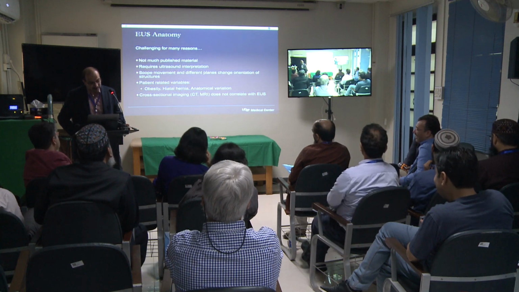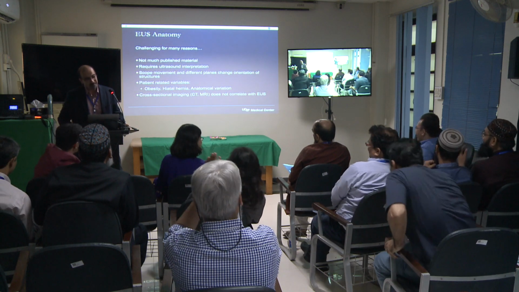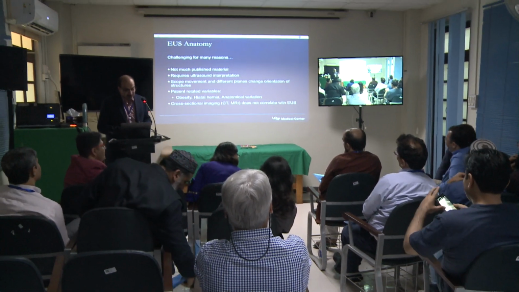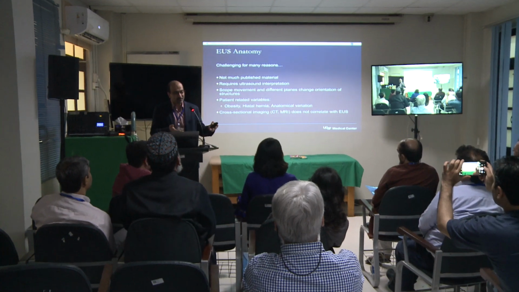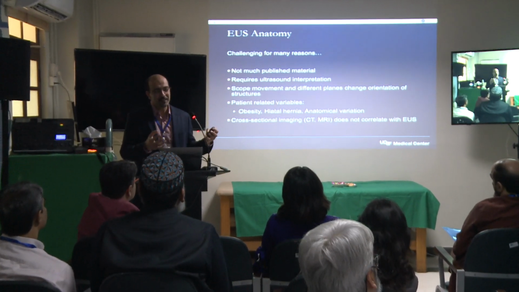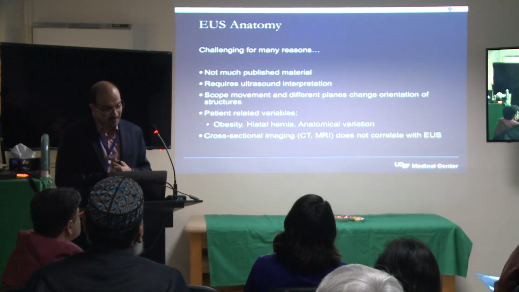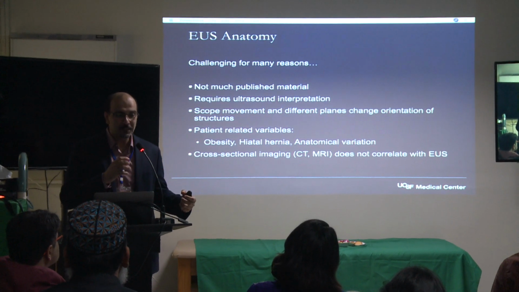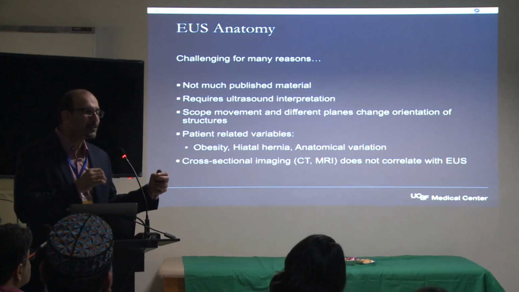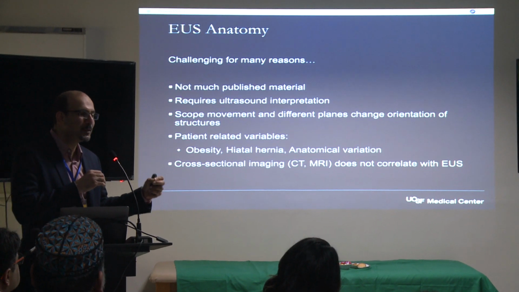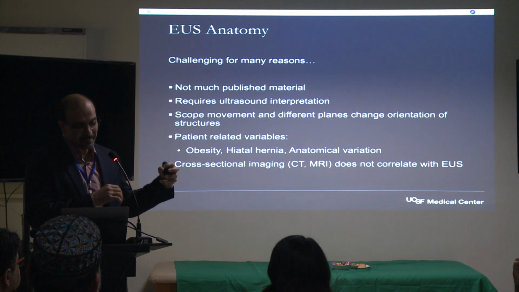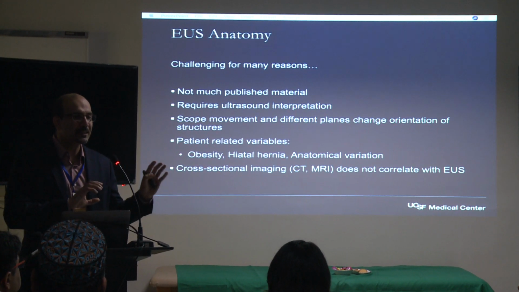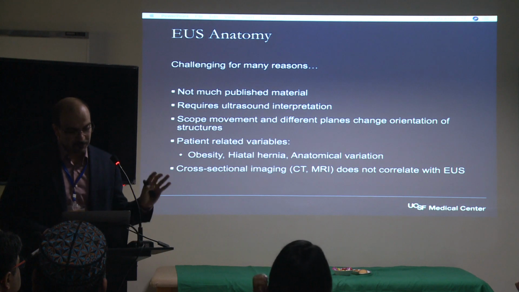So the normal anatomy, this is challenging for many reasons. There isn't much published on it. It requires ultrasound interpretation, and as we were discussing earlier, this is new to us as gastroenterologists. We're not radiologists. The scope movement and different planes change with the orientation of the structures, but the image always defaults to one particular setting, and that's the challenging part, that it doesn't move with the scope. That image stays fixed in terms of its orientation.